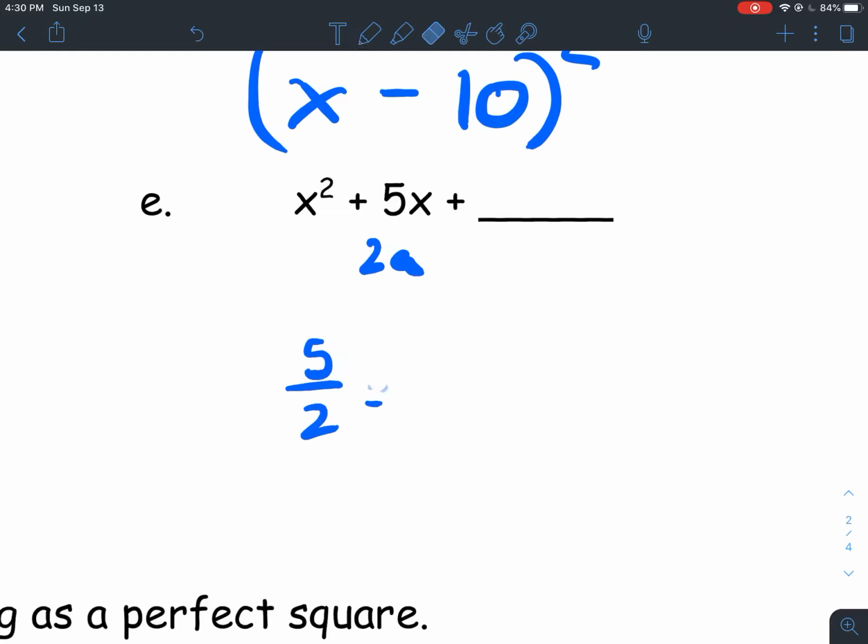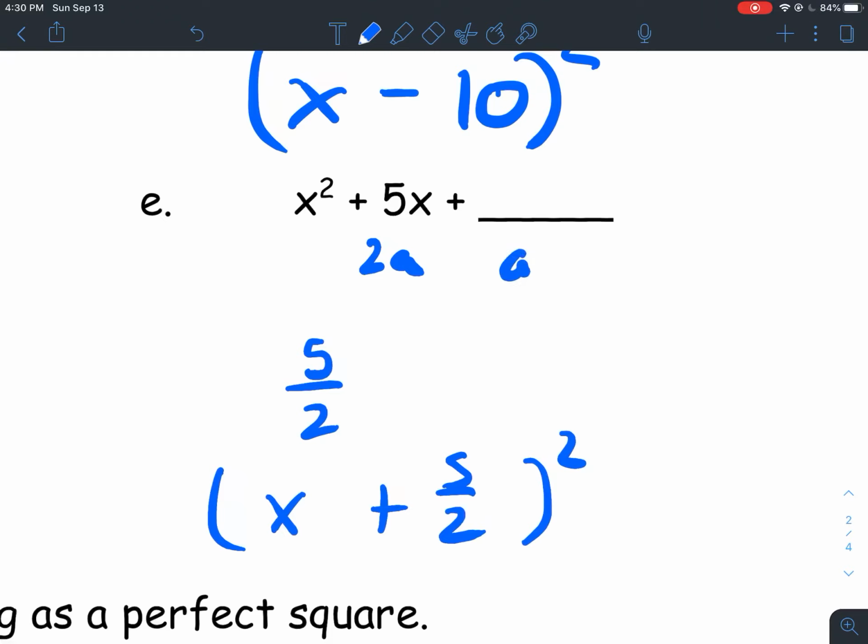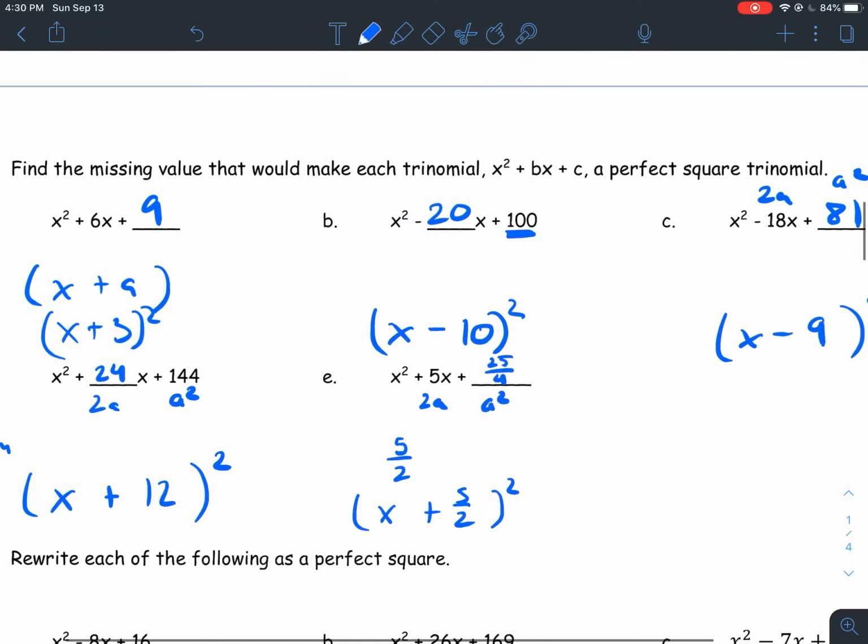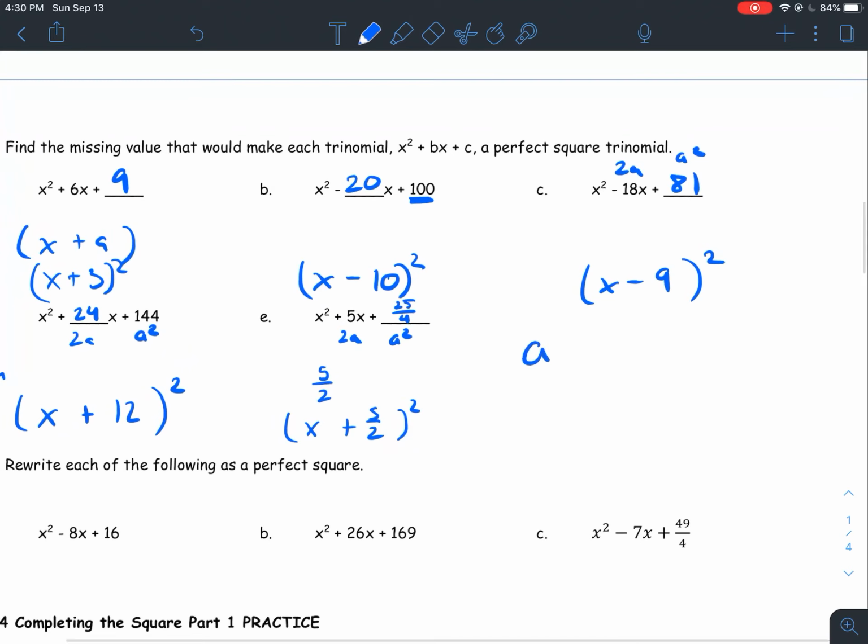Here we know that our 2a is 5. 5 divided by 2 is 2.5, or you could just leave it as 5 over 2. Actually, I should write it like this. So we'd have x plus 5 over 2 squared. And then to get our value, that's always a squared, which would give us 25 over 4.